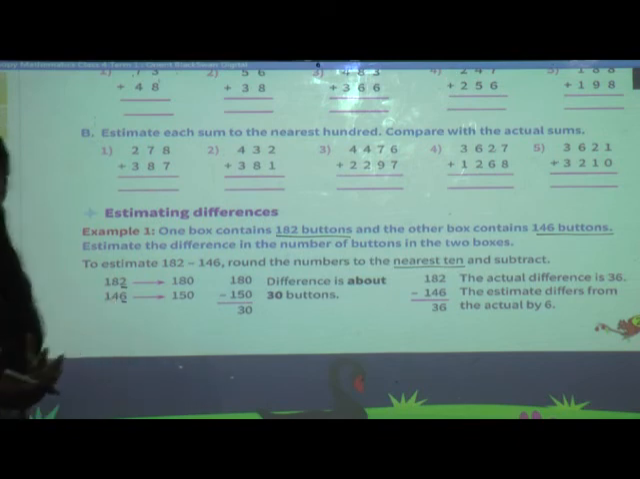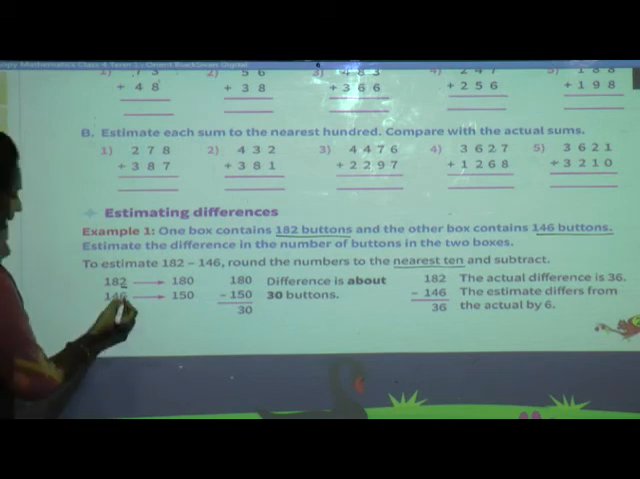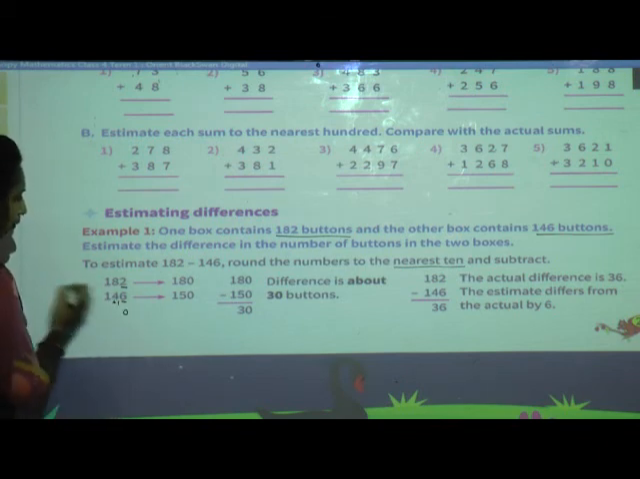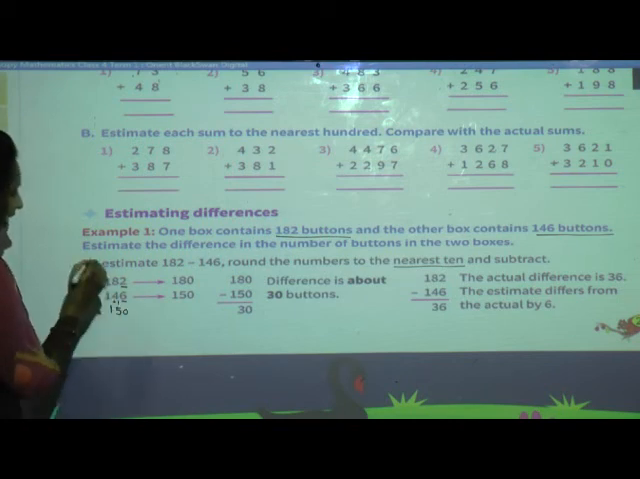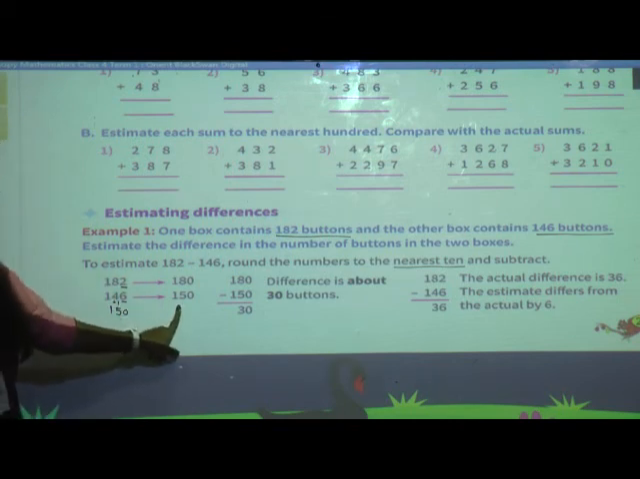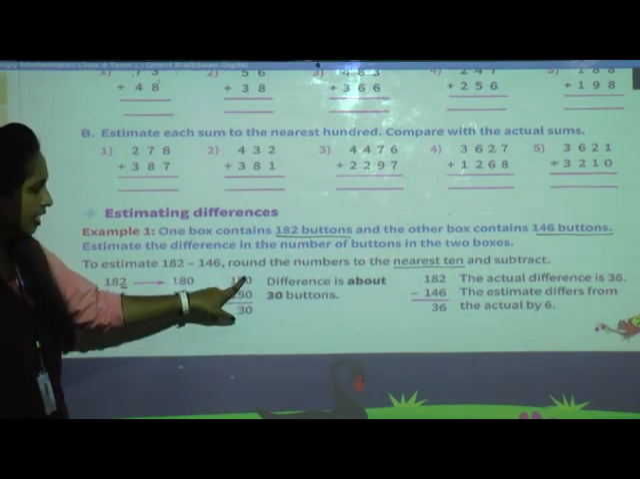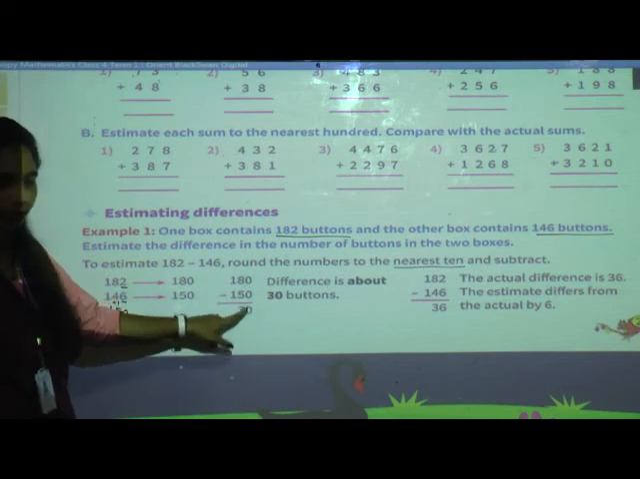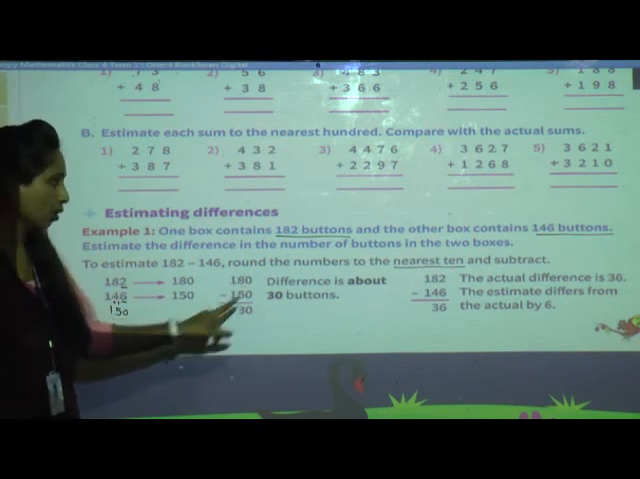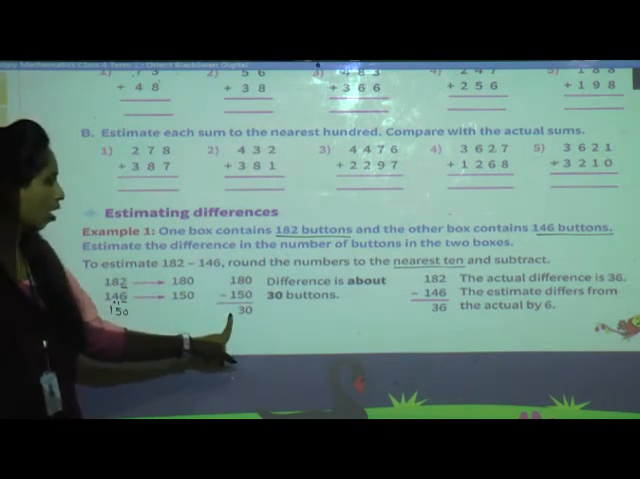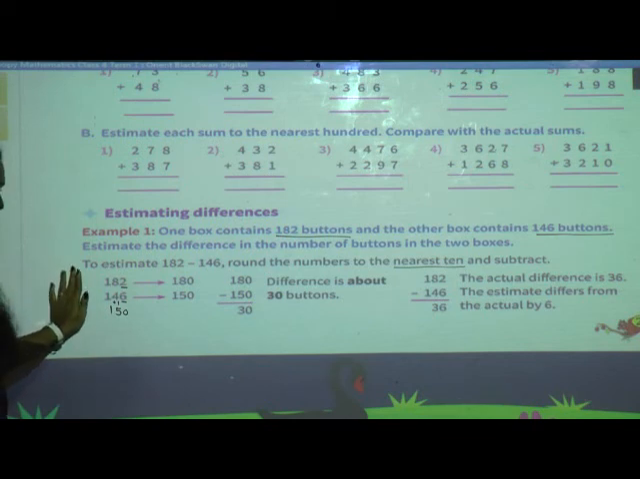Now see the rounding off of 146. 6 is there on ones place. If it is 5 or more than 5, what will we do? We will place the 0 at ones place and add 1 to the tens place. So 4 plus 1 is 5, and 1 as it is. So 150. Now we will do the subtraction. 180 minus 150. 0 minus 0, 0. 8 minus 5, 3. 1 minus 1 is 0. So the difference is about how many buttons? 30 buttons. This is the estimated difference.